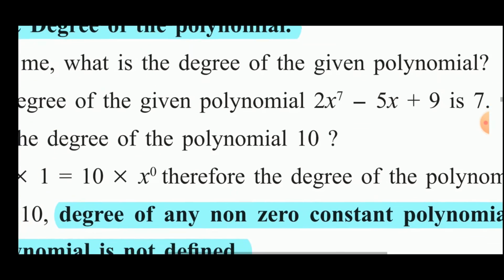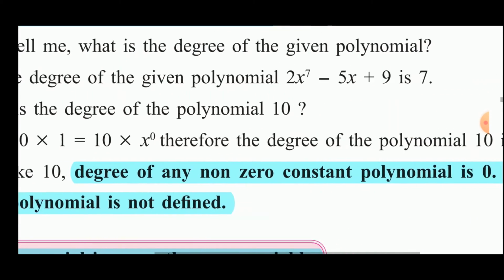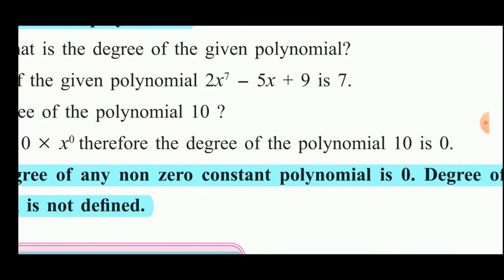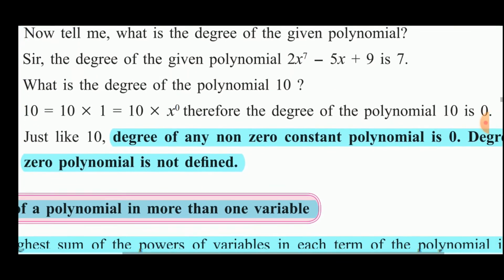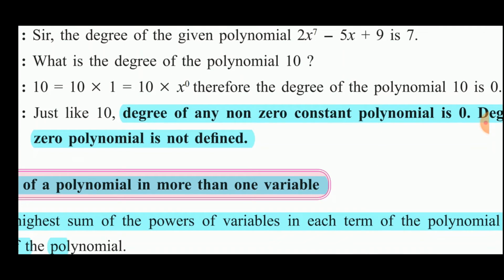So the degree of any non-zero constant polynomial is 0, such as minus half, 1, 4, 3 by 2. All these are constant polynomials, so their degree is 0. And the degree of the zero polynomial is not defined. Now, 0 is the zero polynomial.